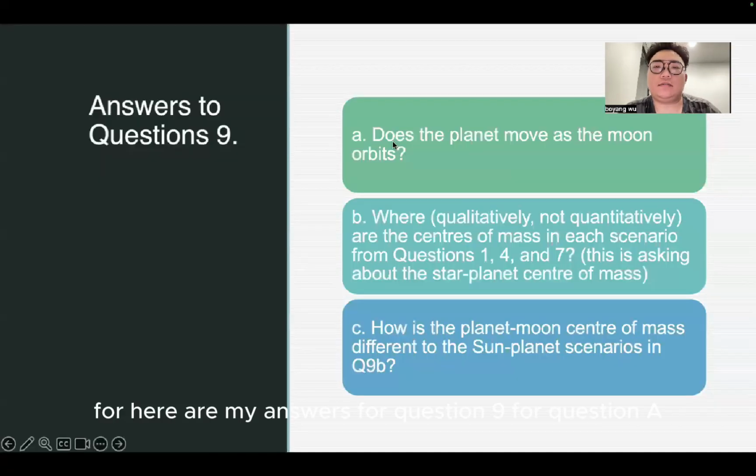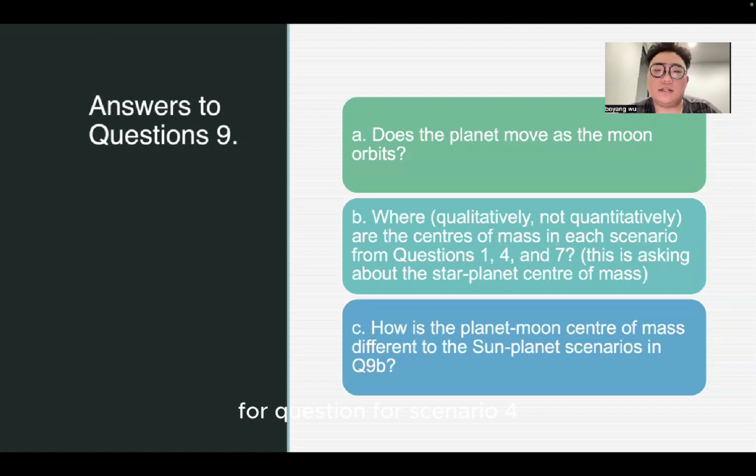Here are my answers for question 9. For question A, yes, it does. Even though the trajectory of the movement is small, it will still move. Question B, for scenario 1, since it's about the Sun and Earth, the center of mass is near the Sun. For scenario 4, it is similar. Although it changes the mass, compared to the Sun it is still insufficient, and the answer should be the same as scenario 1. The center of mass is near the Sun.